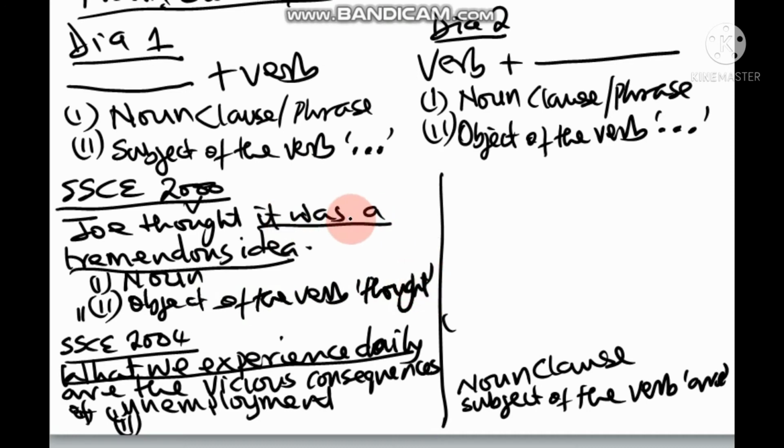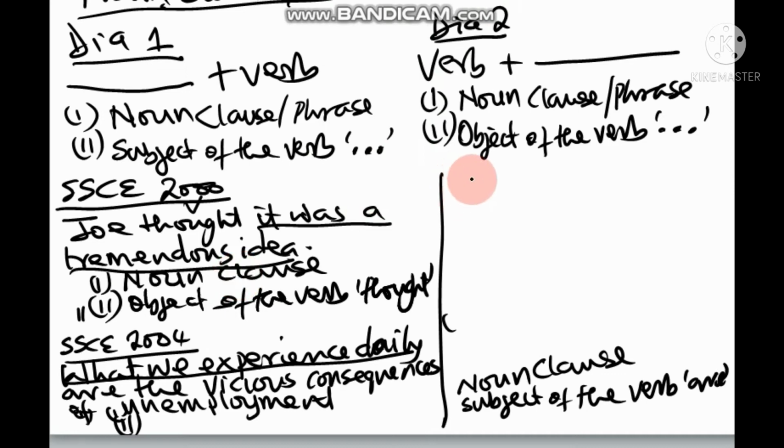Go back to the underlined word. Does it contain a final verb? Yes. What the final verb was. So this is a clause. It gives you a clause. Okay. So this gives us noun clause, object of the verb thought.